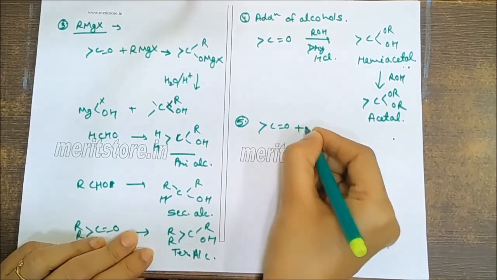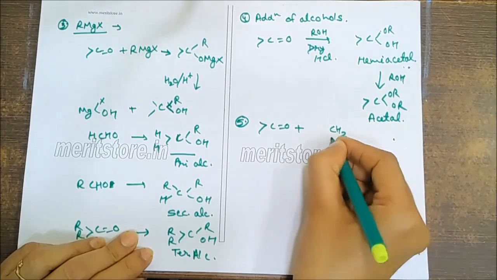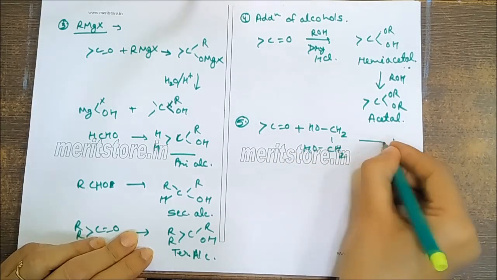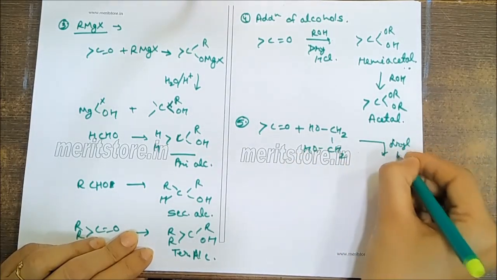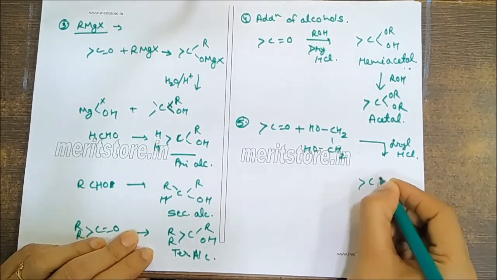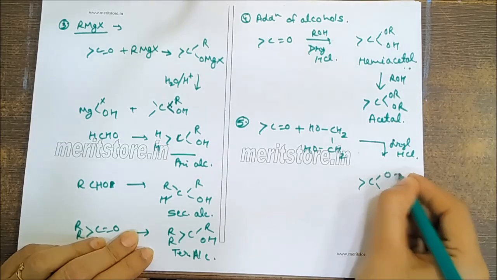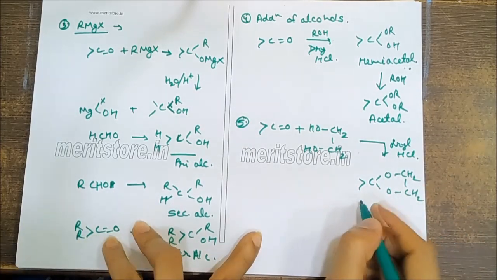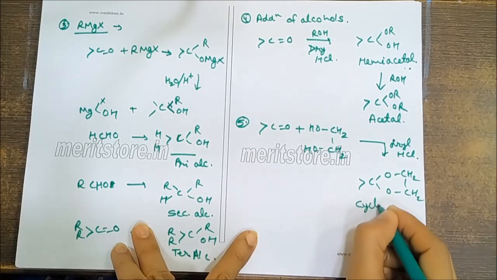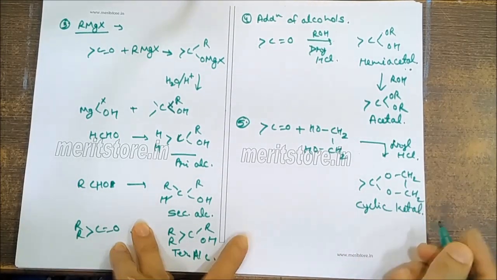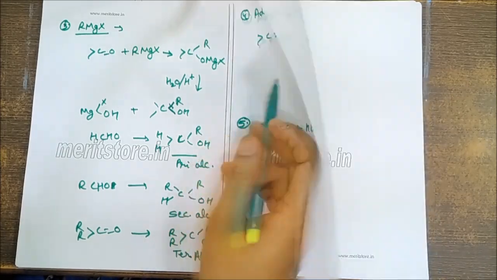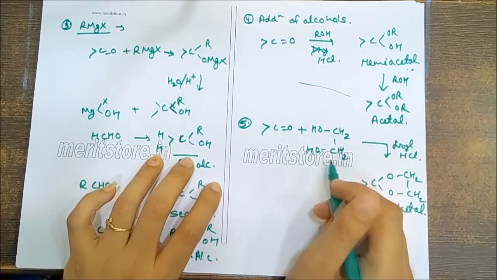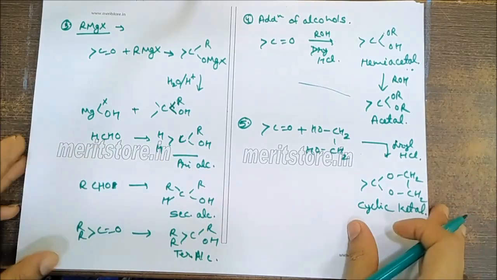Carbonyl compounds will react with diols in presence of dry HCl. It will make this type of compound. This is a cyclic compound, and this is called cyclic ketal. So carbonyl compounds on reaction with alcohol will make hemiacetal and acetal, but with diols it will make cyclic compounds.